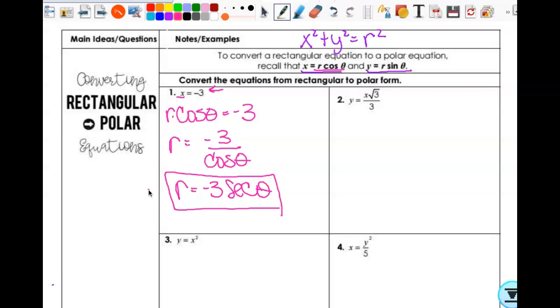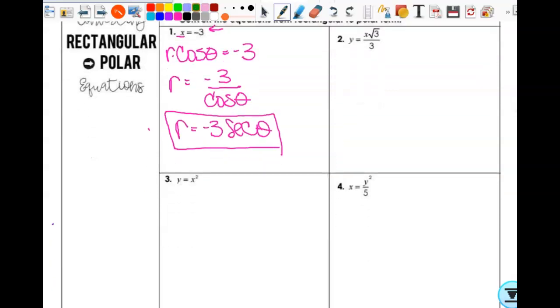We good? All right, so on number 2, I could go ahead and substitute in something for y, but I feel like some of you might try and get rid of the fraction first, which is fine, and it may help us not do some weird stuff. So let's go ahead and do that. So I can multiply both sides by 3 and get 3y equals x times the square root of 3.